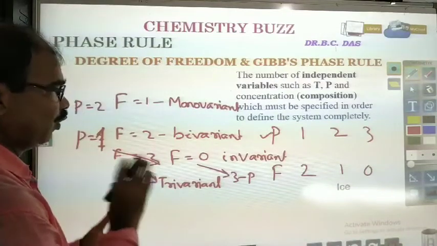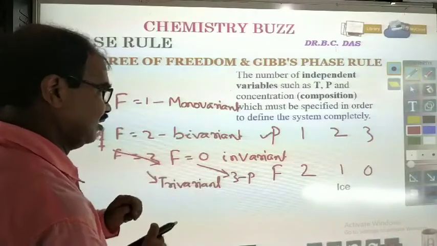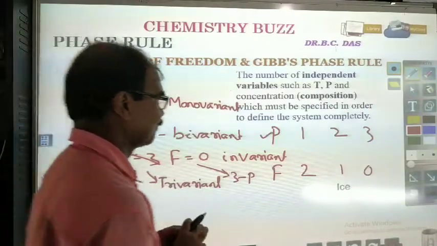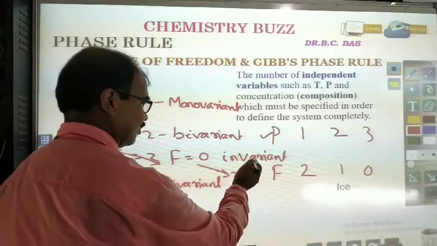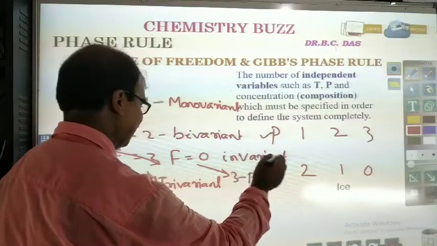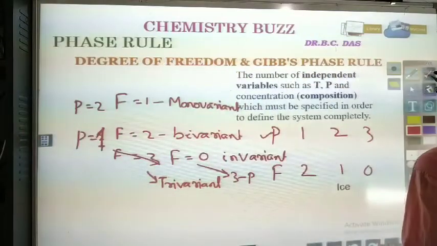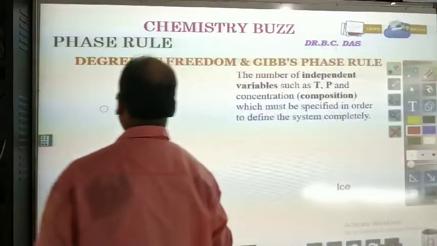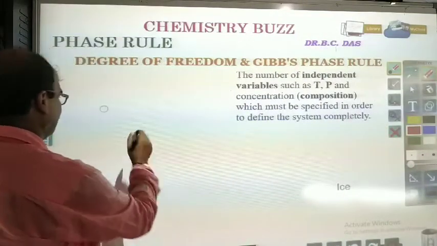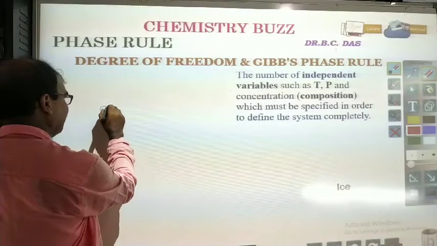So how can we correlate the maximum phase and degree of freedom? When P is maximum, F is minimum. The degree of freedom is minimum. So when P is maximum, F is minimum.